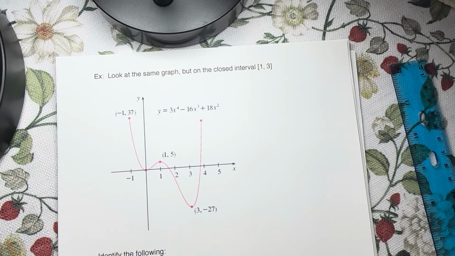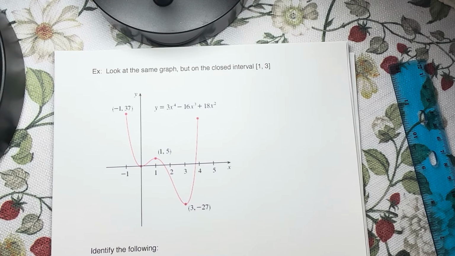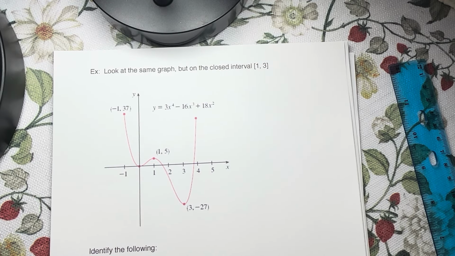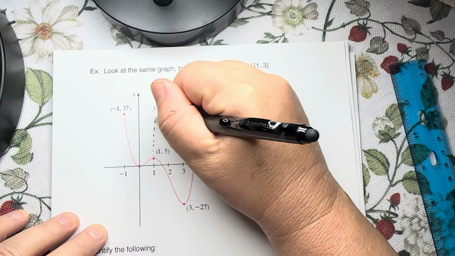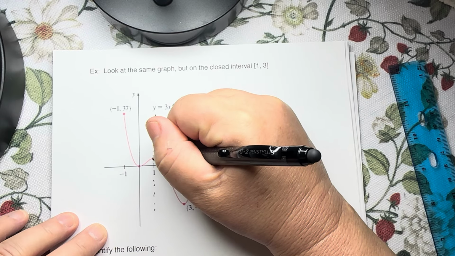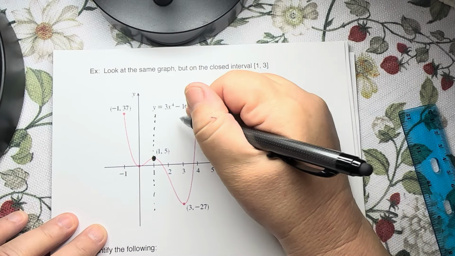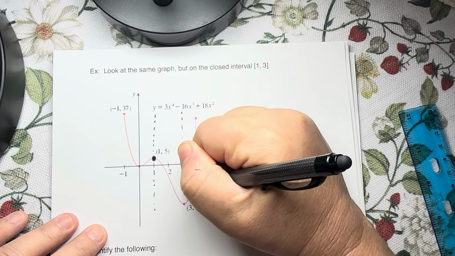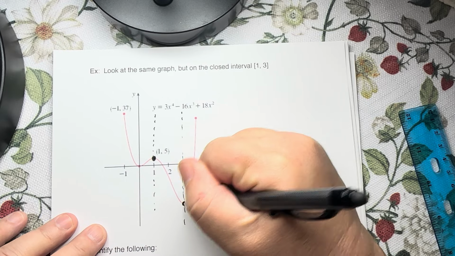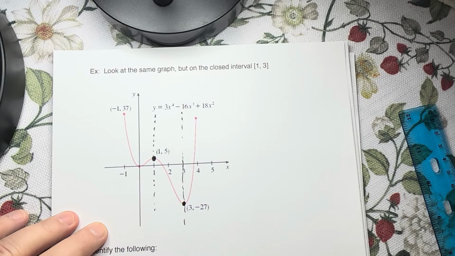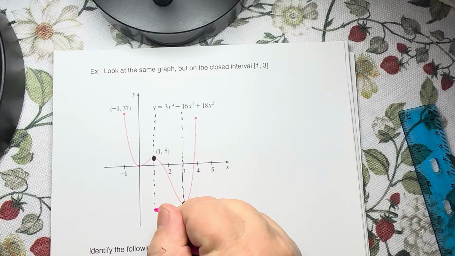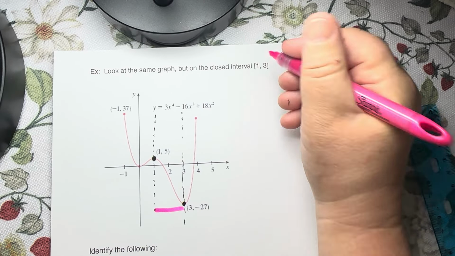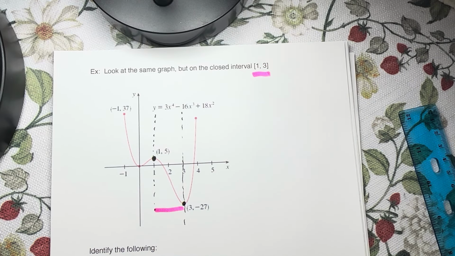There it goes. Same exact graph, but I want to look at it on the closed interval from 1 to 3. I'm sorry about the bumping on the table. So I want to look from here, where we've got the point 1, 5, to here, and I've got the point 3, -27. So I only want to consider this area right here, okay? We're just going to look at that interval.